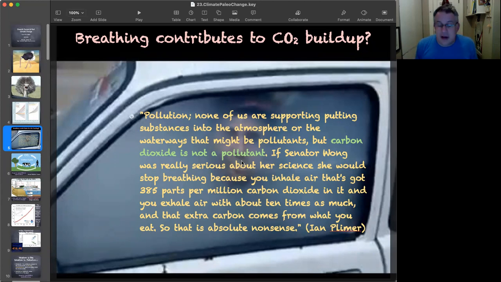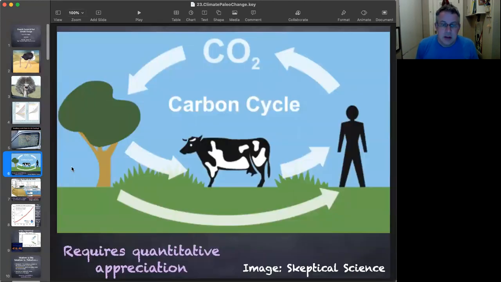And where does all that carbon dioxide come from? Primarily, it comes from fossil fuels. So when we think about the carbon cycle, we have things like trees taking up carbon, and cows eating the trees or eating the grass and then emitting methane, and or decaying or being eaten and then breathed out as carbon dioxide back through us.